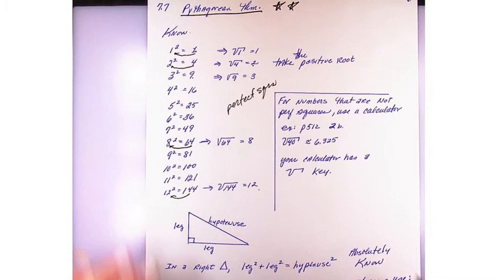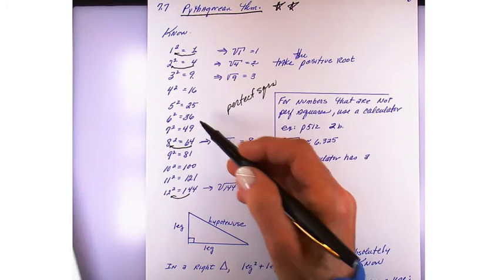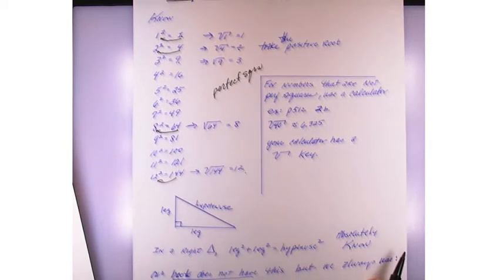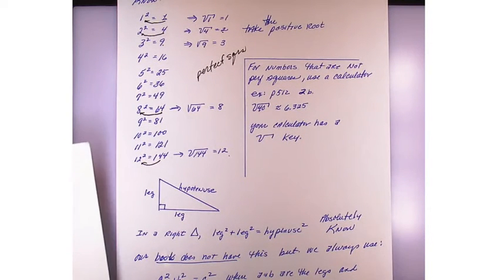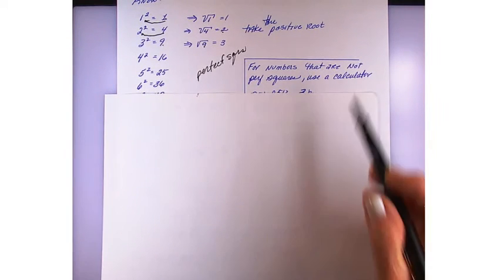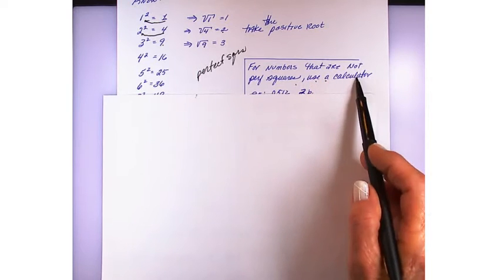These are perfect squares. But you and I know that there's a lot of numbers that are not perfect squares. If I gave you the number 50, for example, 50 is not a perfect square. So what do we do with the numbers that are not perfect squares? For those numbers, you're going to use a calculator.